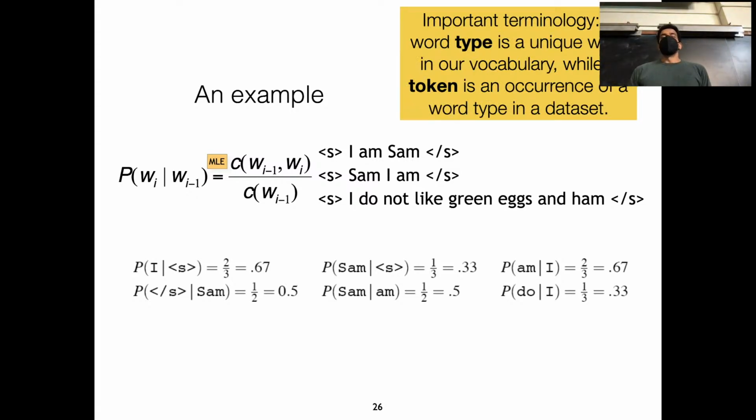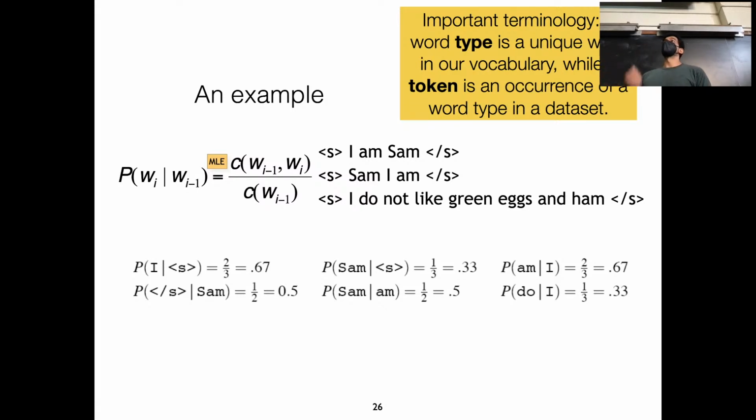So another thing for homework 0, and in general for all of NLP, is you should be aware of the distinction between word types and word tokens. So a word type is a unique word in the vocabulary. So for example, I, am, Sam, the start of sequence symbol, the end of sequence symbol, and then do, not, like, green, eggs, and, ham. These are the unique words here that form my vocabulary.